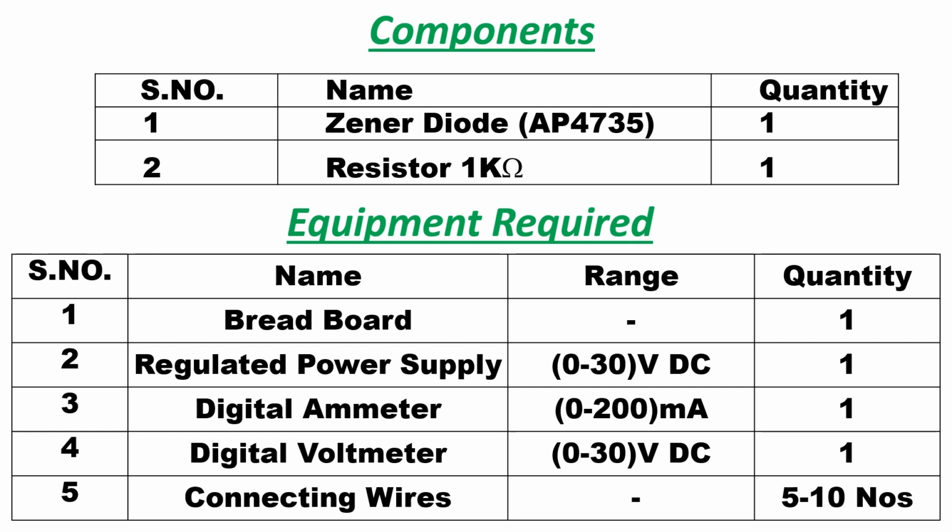1N4735, 1 number; resistor, 1 kilo ohm, 1 number. Equipment required: breadboard, quantity 1; regulated power supply of 0 to 30 volts DC, 1 number; digital ammeter of 0 to 200 milliamperes; digital voltmeter of 0 to 30 volts DC, 1 number; connecting wires.